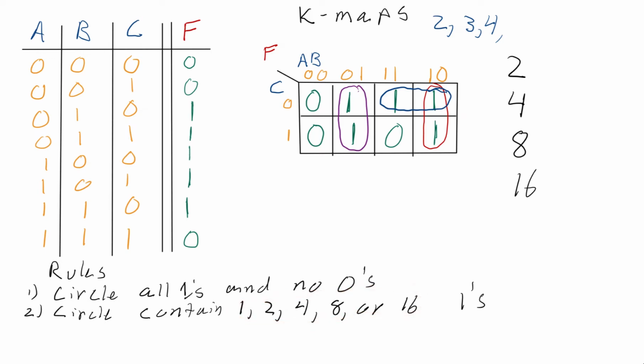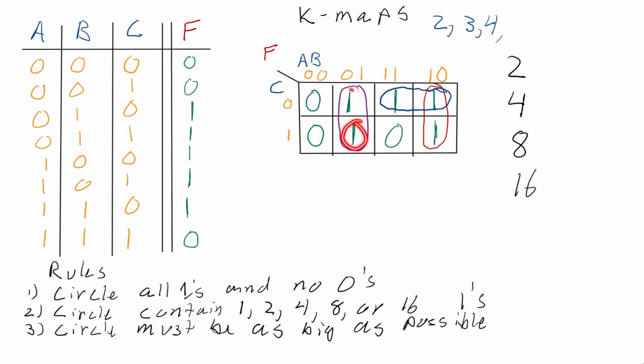Okay, now the other rules are we want to make the circles as big as possible. So what that means is we don't want to circle this one and then circle this one when we can make a bigger circle by circling them together. So if we can make a bigger circle, make it bigger. Now I can't make this bigger and circle this group of 4 because then I'd be circling a 0. So we couldn't do that, but we want to make our circle as big as possible.